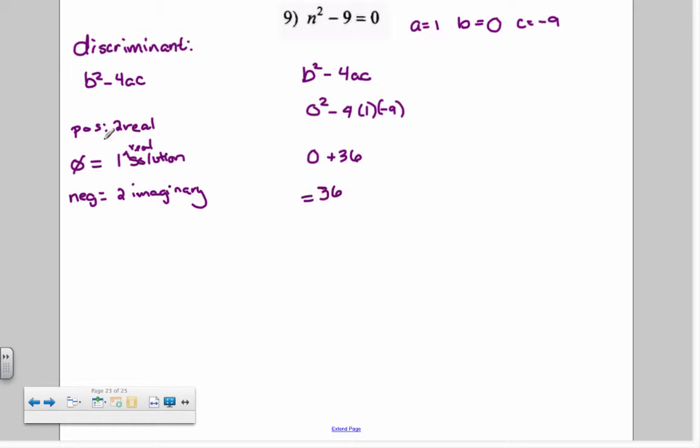And we go back to our chart over here and we think, oh, what do we have? A positive, a 0, or a negative? Well, I've got a positive number, which means I have two real solutions. Okay, let's try another problem.